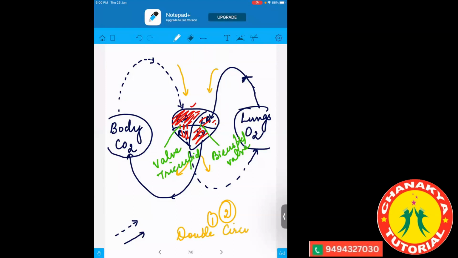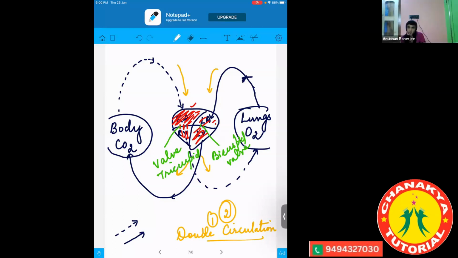So you will have all these things in grade 10, but I think you should learn them now itself. You should know all these things. Twice the blood is entering the heart, and that is the reason the whole circulation is called double circulation. So am I clear with this? Have you understood how it is moving? Yes, ma'am.